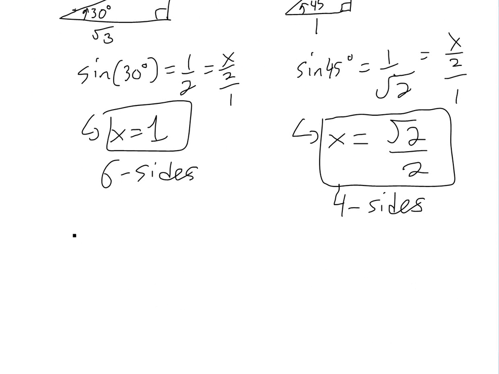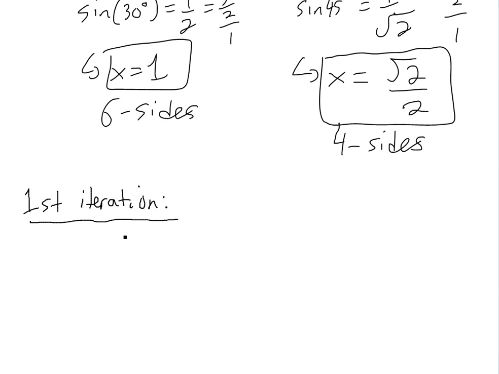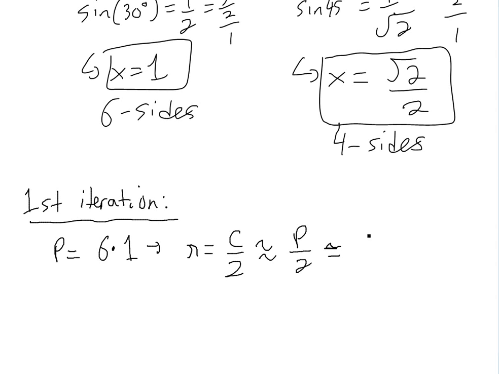So now what we do for, let's say, the first iteration. For the first iteration here, all we do is find this x value here. Then the perimeter is just going to be equal to the number of sides, in this case 6, times 1. So that's the perimeter here. And then pi is approximately the circumference divided by the diameter, which is 2. So in this case, it's approximately the perimeter divided by 2, and 6 divided by 2 is equal to 3 here.